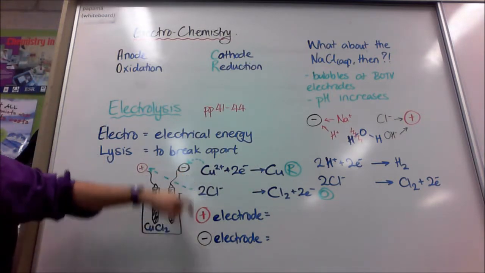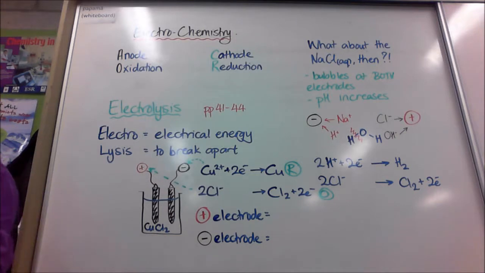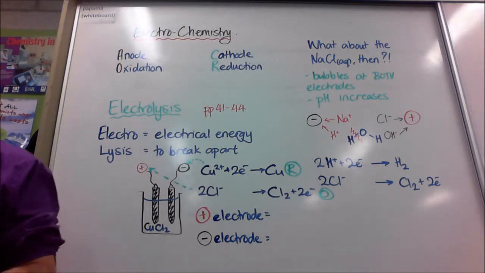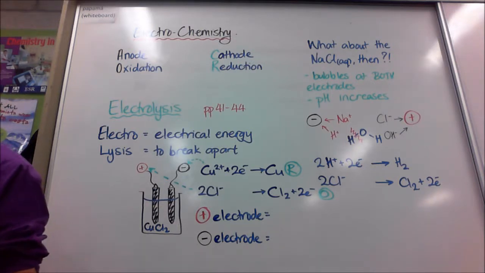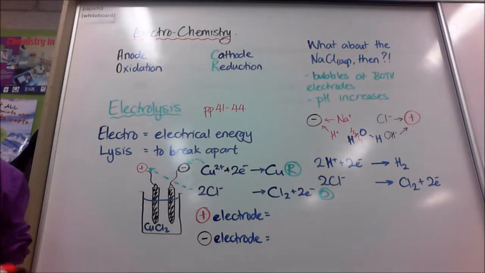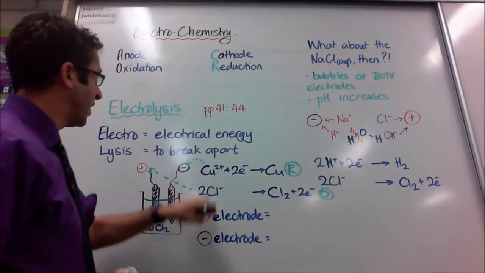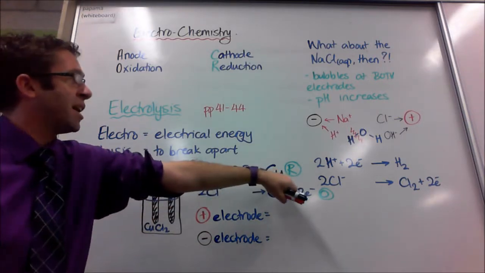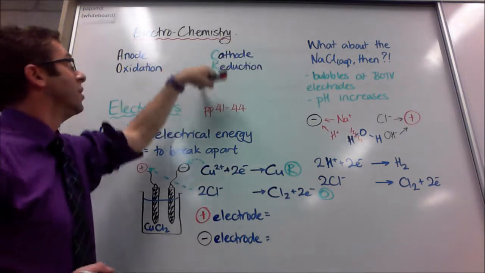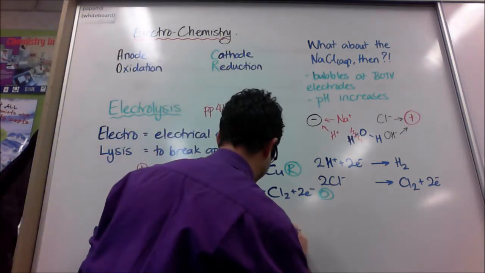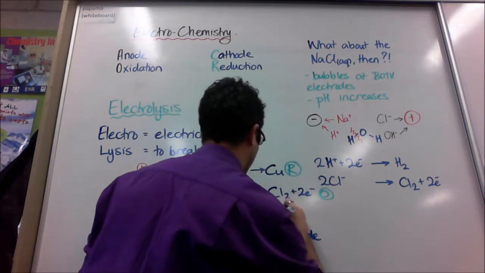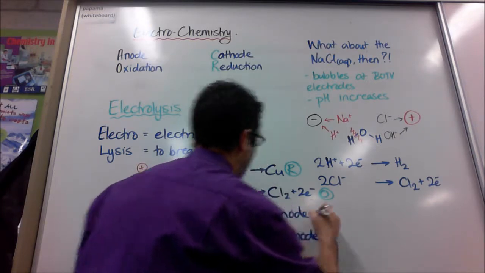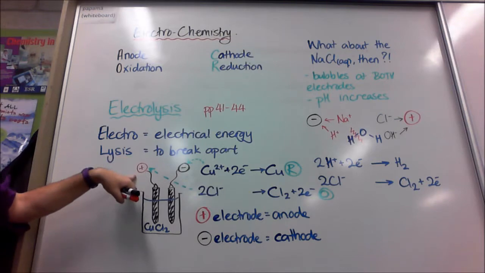So the negative electrode must be called our cathode. Those that know about batteries might know that the cathode of a battery is actually its positive terminal. So you'll notice that's the opposite to what you might know about batteries. Right? So our negative electrode is our cathode because that's where reduction, a consonant, is occurring. And therefore anode, oxidation, positive.